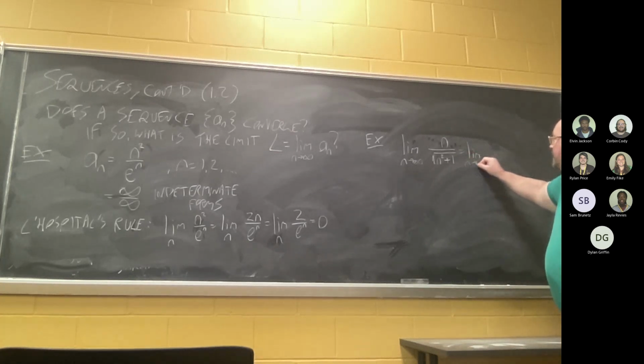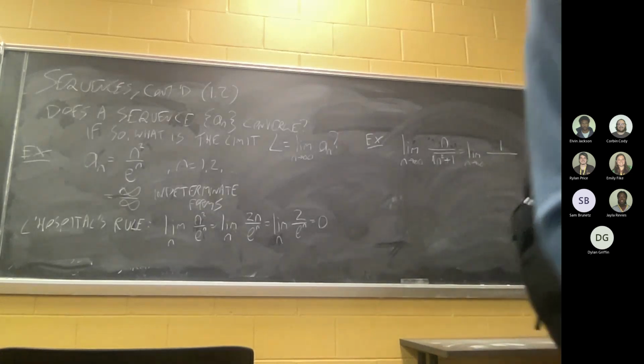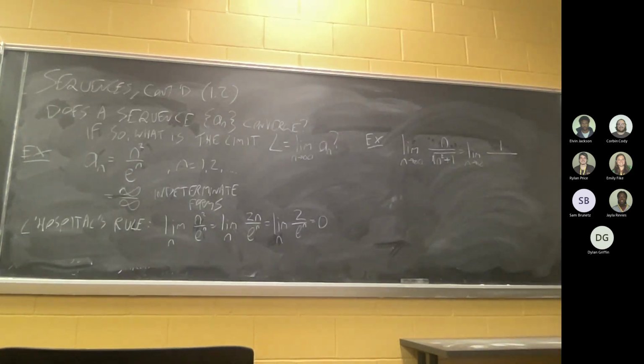So if you do, okay, you get 1 up top. And then what happens when you take the derivative of the bottom? What do you get? Sorry, what?